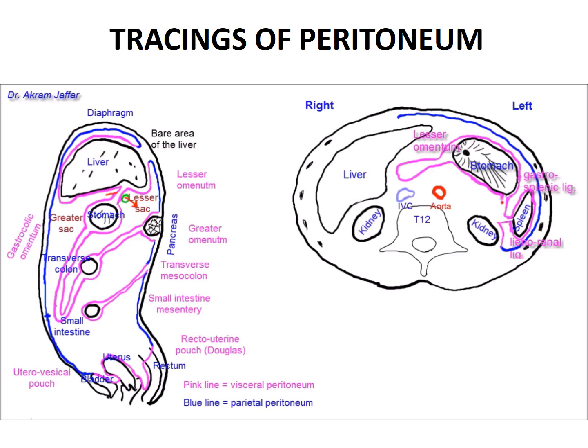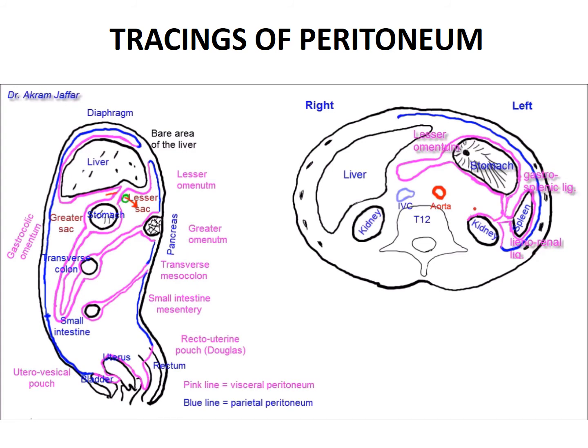stomach and will be reflected from here to the hilum of the spleen, again creating the second layer of the gastrosplenic ligament. Then from the hilum of the spleen it will be reflected back onto the kidney, creating the second layer of the lieno-renal ligament, the double fold of peritoneum, and then around the kidney.